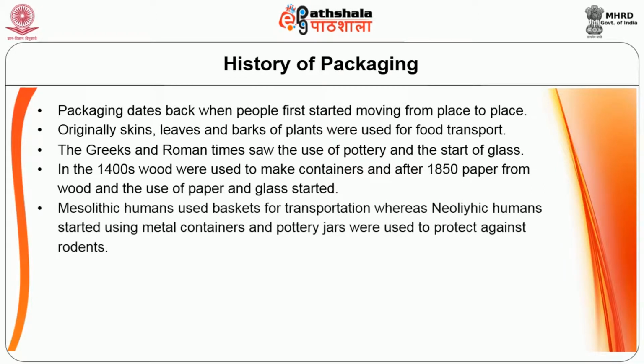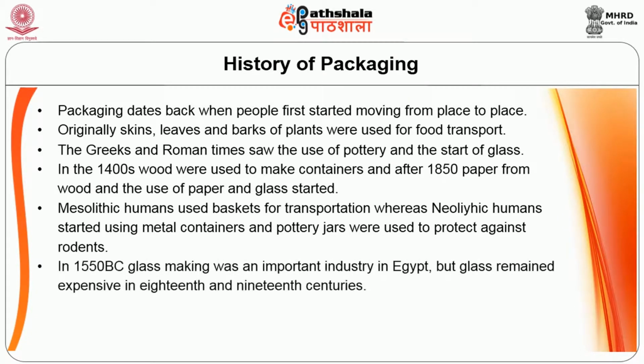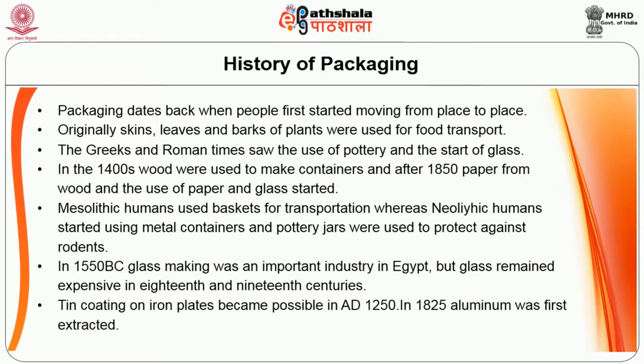Mesolithic humans used baskets for transportation, whereas Neolithic humans started using metal containers, and pottery jars were used to protect against rodents. In 1550 BC, glass making was an important industry in Egypt, but glass remained expensive in the 18th and 19th centuries. Tin coating on iron plates became possible in 1250 AD. In 1825, aluminum was first extracted.